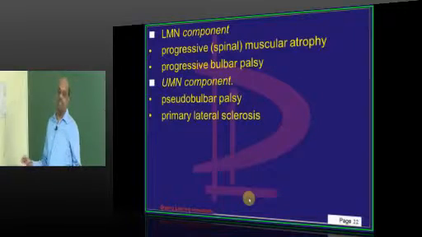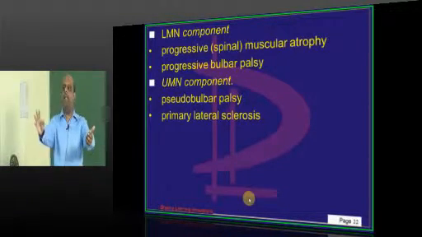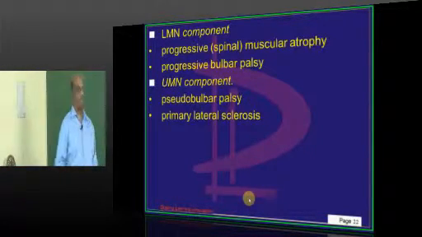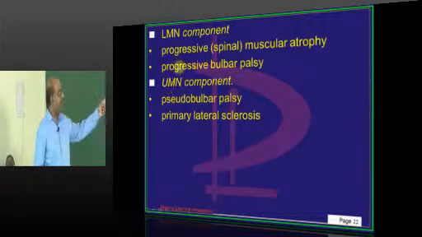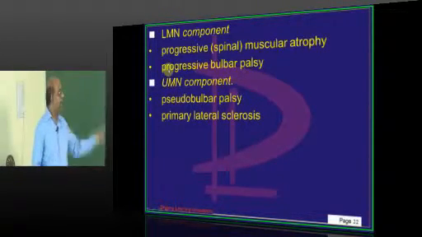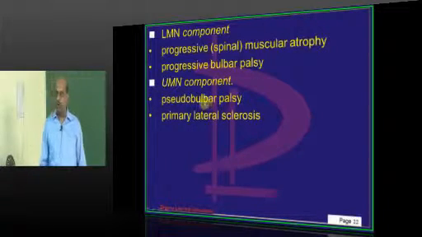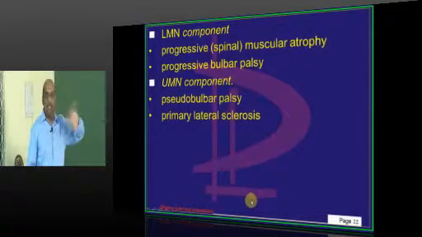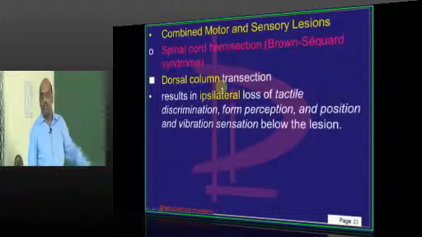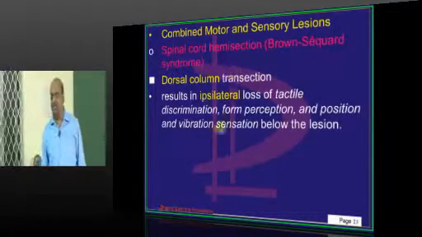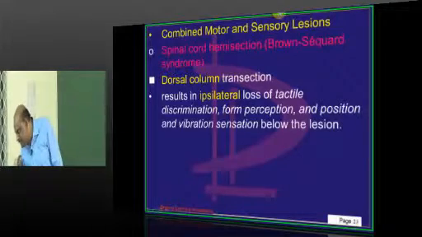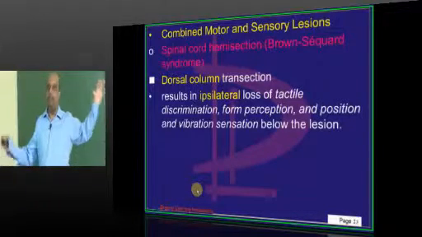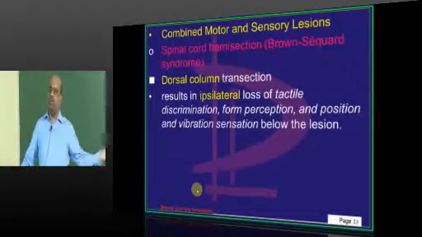Sometimes in amyotrophic lateral sclerosis, motor neuron disease, only a pure LMN component can be there. If a pure LMN component is there, then what do you call it? Progressive muscular atrophy and progressive bulbar palsy. But if a UMN component is predominant, then you call it pseudobulbar palsy or primary lateral sclerosis. But a UMN and LMN combination also can occur. When the combination occurs, what is it basically called? It is then called amyotrophic lateral sclerosis. Generally upper limbs will show LMN features, lower limbs will show UMN features in the case of the motor neuron disease.